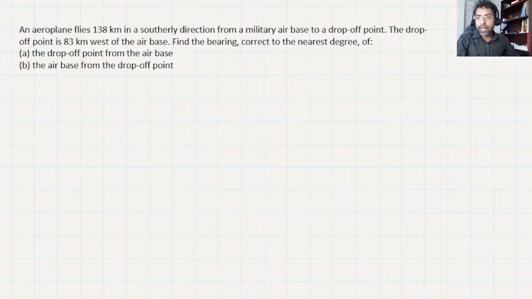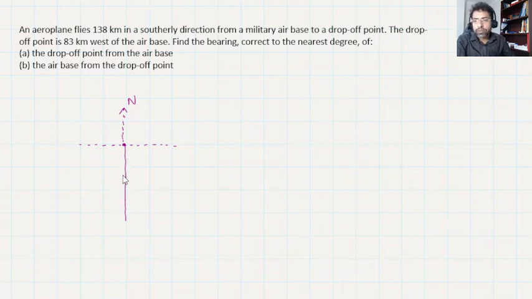Now, if you look at that, the airplane flies 138 kilometers in a southerly direction. It means if you think that this is our starting point, and it is going 138 kilometers to the south. This is south. And if you just imagine that we have a north pole and a south pole like that, so obviously this is our north, right? So you are going from the starting point in a southerly direction, so it means you're going down, right?